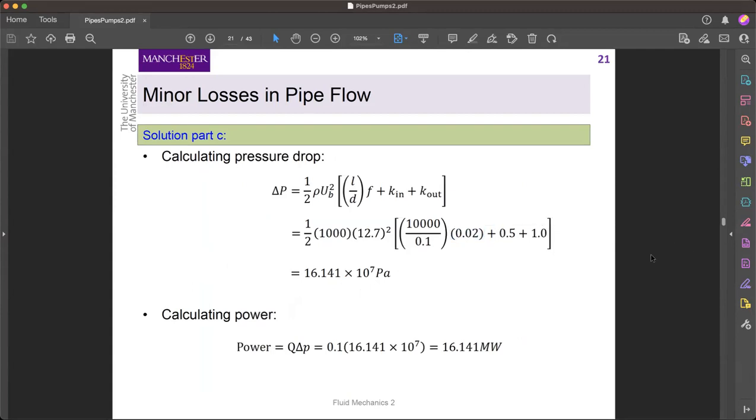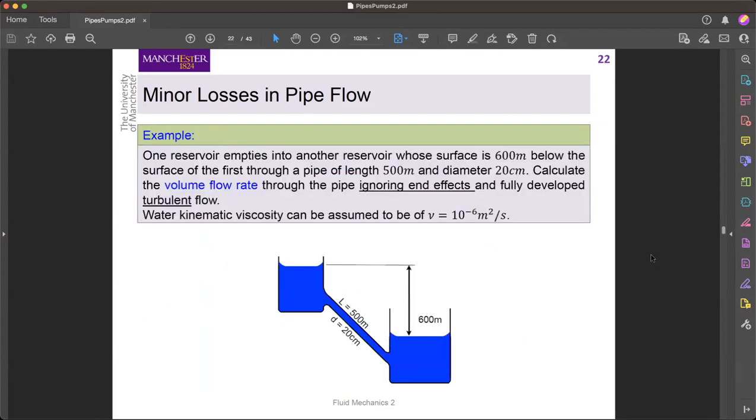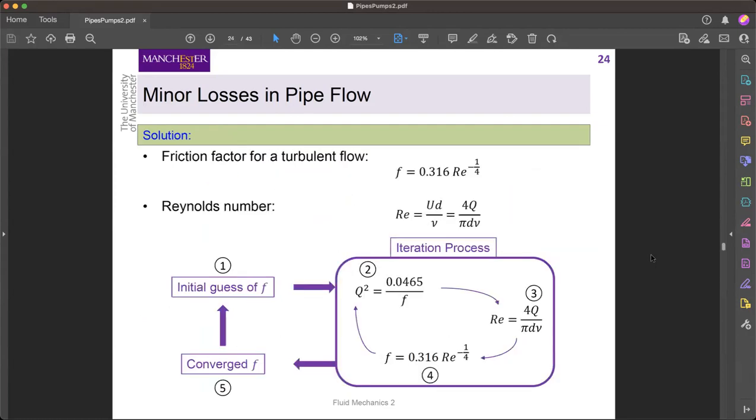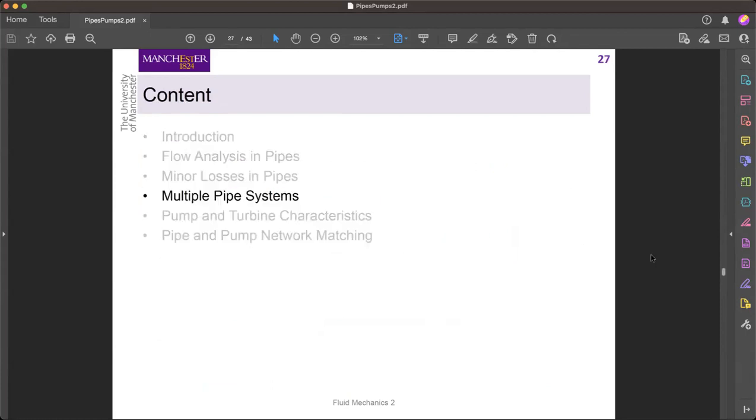Please revise what we did together, but it's something very, very easy to be understood. So we characterized major and minor losses before I move to pipe systems. Any question?